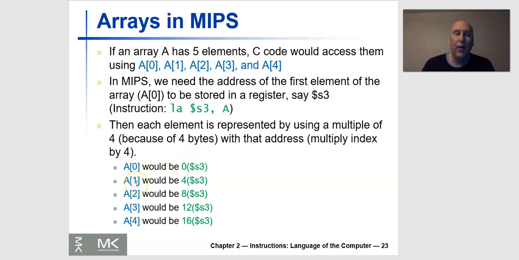But if it's A bracket 1, your offset has to be a 4 because MIPS is accessing the memory directly, and to get to this A bracket 1, which is the second element of the array, you got to add 4 to get to the second element's address. An easier way to remember this is, if in C it's A bracket 1, you take whatever the index is and multiply it by 4, and that's the offset in MIPS. So A bracket 1, 1 times 4 is 4. A bracket 2, 2 times 4 is 8.